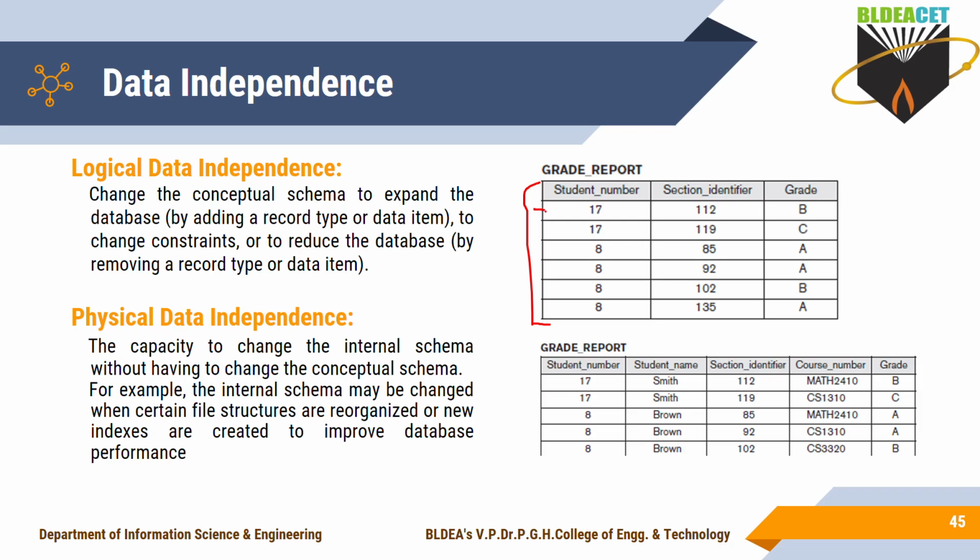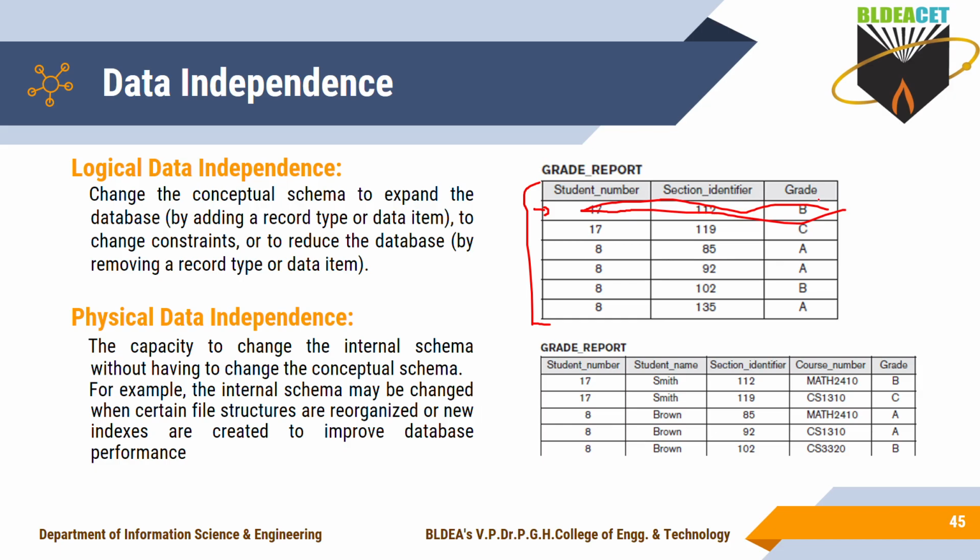So what does record at a time mean? This is student number 17, section identifier 112, and grade 15. This one you consider as one record. If you want to view this single record at a time, that is what you call record at a time here.